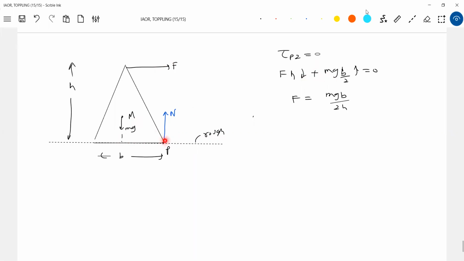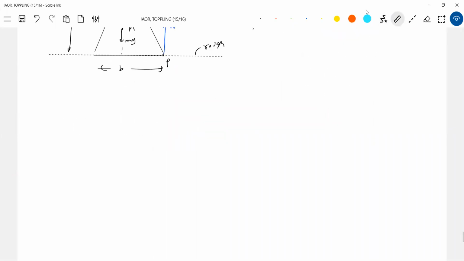So about point P, I'll apply torque. Torque due to applied force F into H equals mg B by 2. If the applied force is greater than this, the triangular block will topple. If the applied force is less than this, it will not topple. And now, this is about the next rigid object.